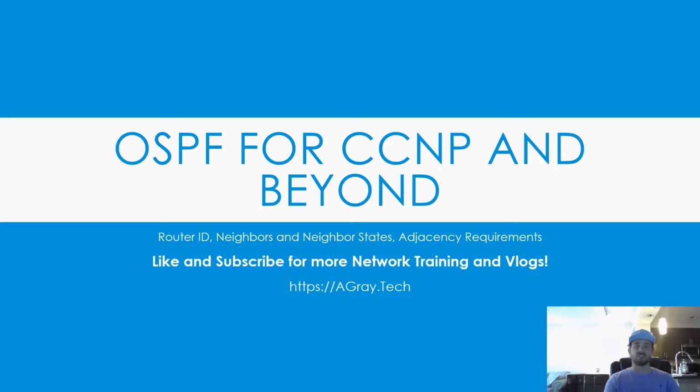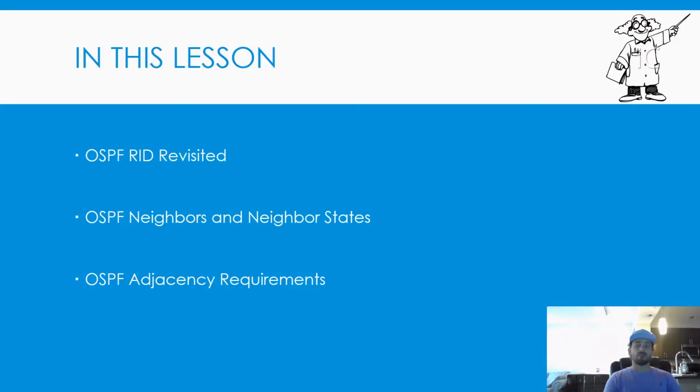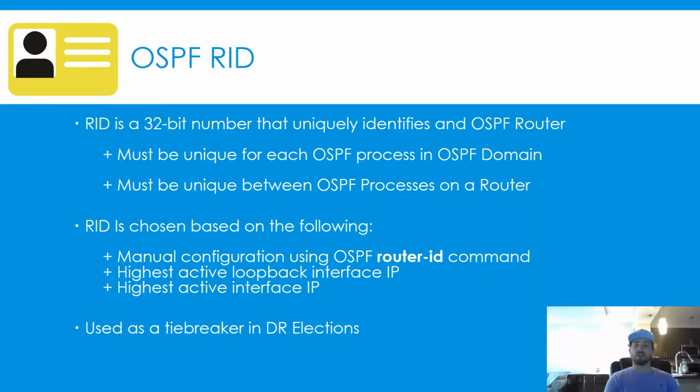Let's see what we're learning today. In the last lesson, we talked a bit about the OSPF Router ID. First, we'll revisit that and go a little bit deeper. Then we'll talk about OSPF neighbors, the neighbor states, and the requirements for establishing adjacency or becoming neighbors in an OSPF domain. The OSPF Router ID.